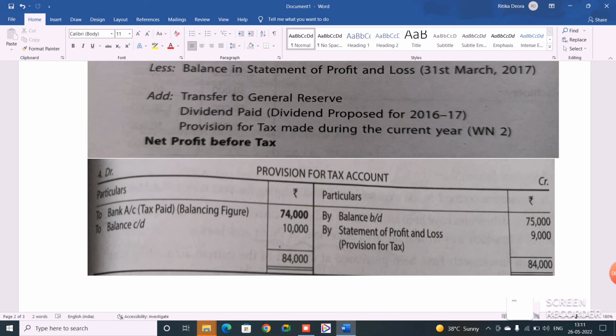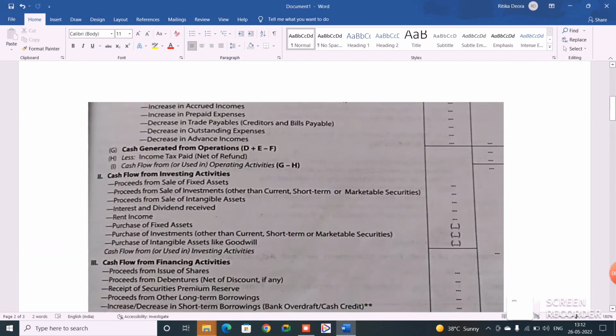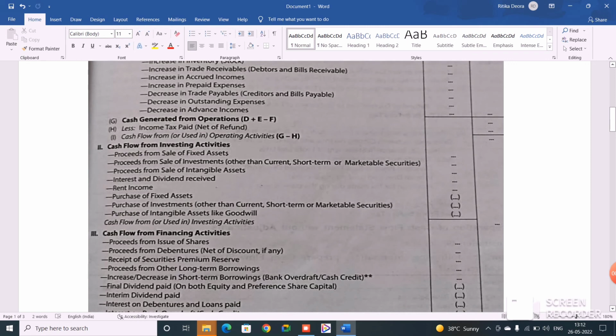Now, what does the convention say? The previous year's provision for tax, that means the opening balance for the current year, or the previous year's closing balance of provision for tax, is considered as the tax paid. So that will be subtracted here. And the current year's closing balance of provision for tax will be considered as the provision for tax made during the year, so it will be added for calculating NPBT. So this is the normal convention.